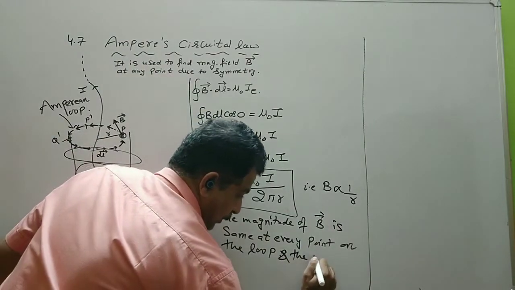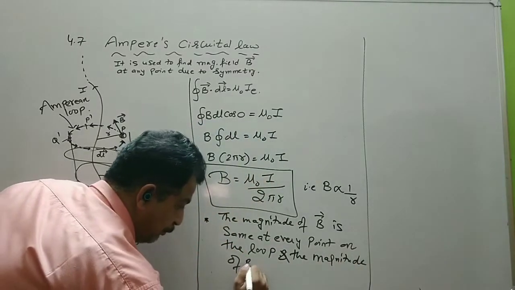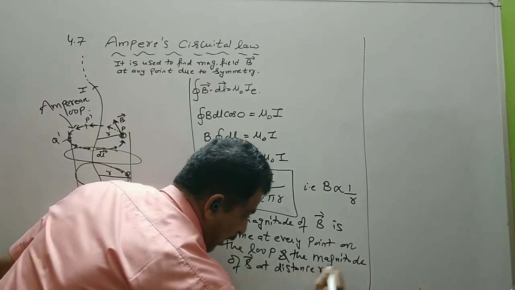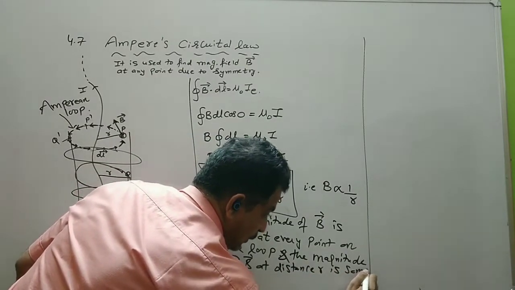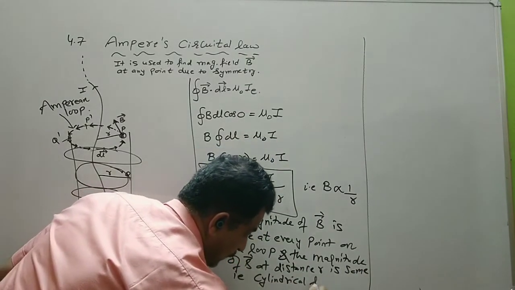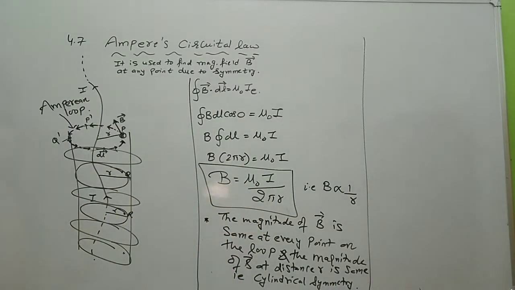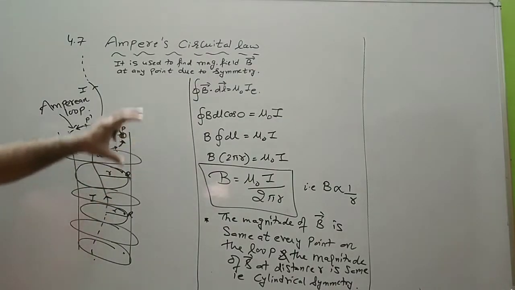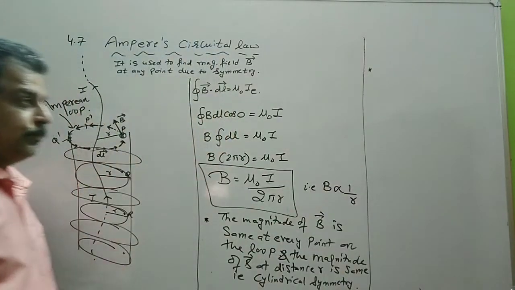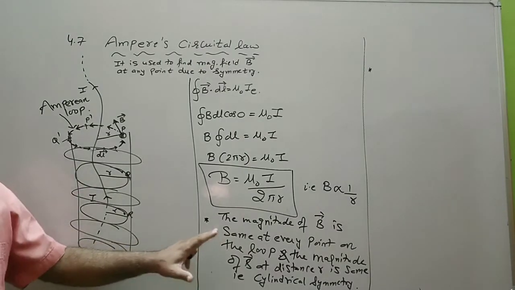Also, the magnitude of the B vector at distance R is the same. That is called cylindrical symmetry. So this is one point about the infinite long wire. Then the second point is the magnitude of the magnetic field is the same, that we have seen.